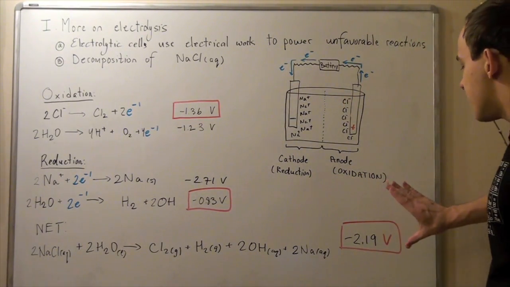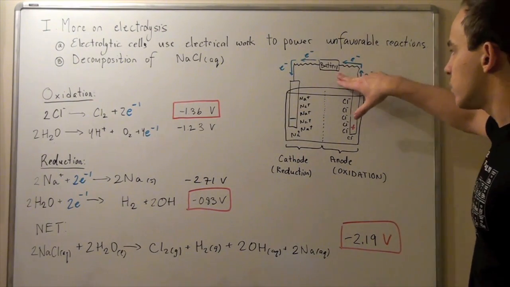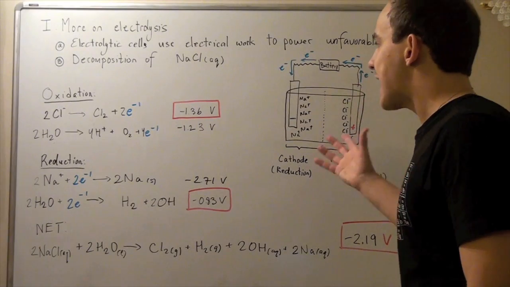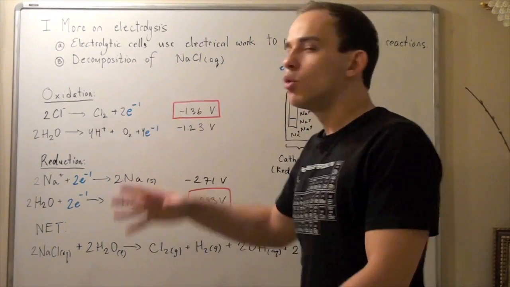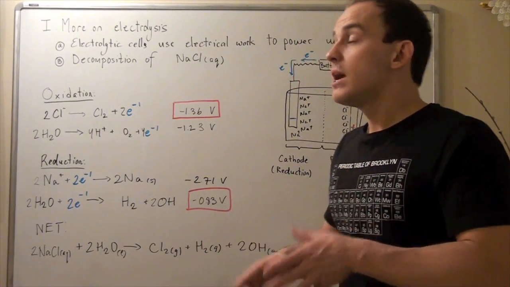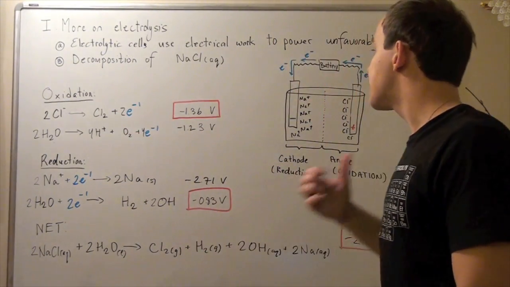So this is the amount of energy, electrical work, that needs to be put in by the battery to power this reaction. So we see that decomposition reactions require work. Well, why? That's because they're unfavorable redox reactions.